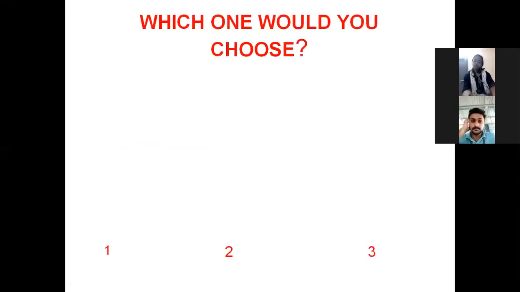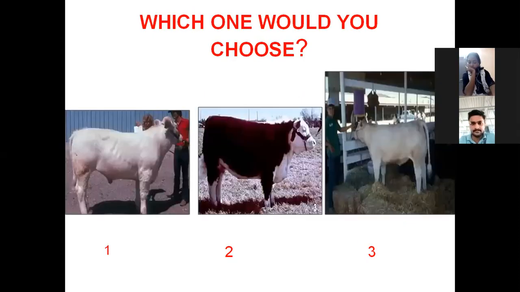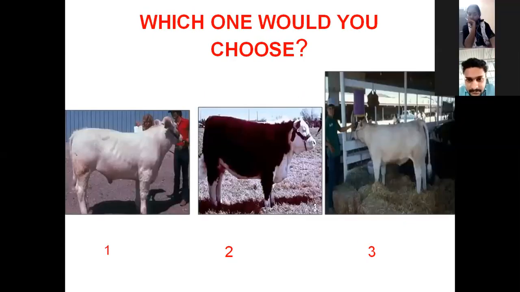So here I'm giving three choices. You have to grade it as per your choice, which is best. Actually, there are three things I'm showing here. Three animals are there. Which animal do you grade? 1, 2, and 3.